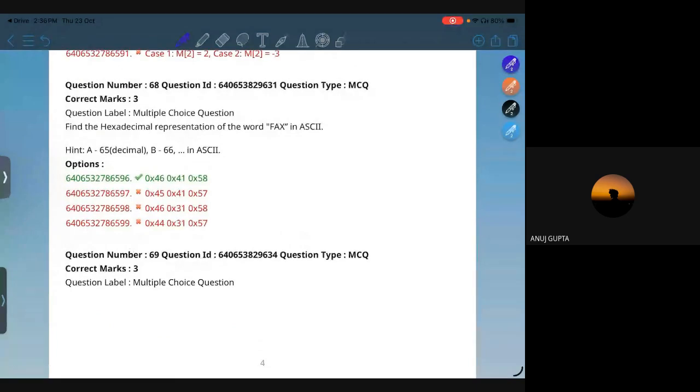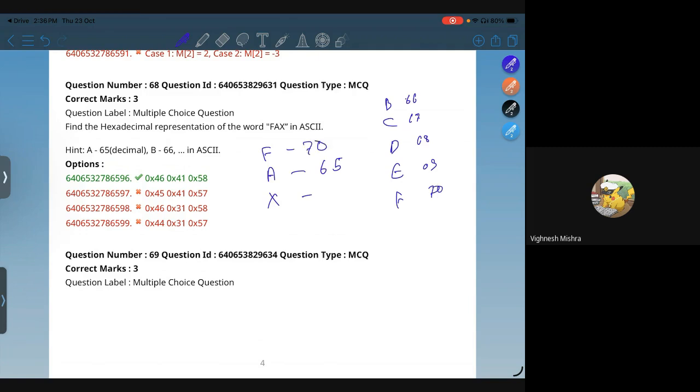Then what will be the hexadecimal representation of the word FAX? So F A X, A is 65, B C D E, F is 70. Let's do F and A first, and X if needed. So for F it's 70 divided by 16. 16 fours are 64, and the remaining is 6. So yeah, 46. So 0x46.